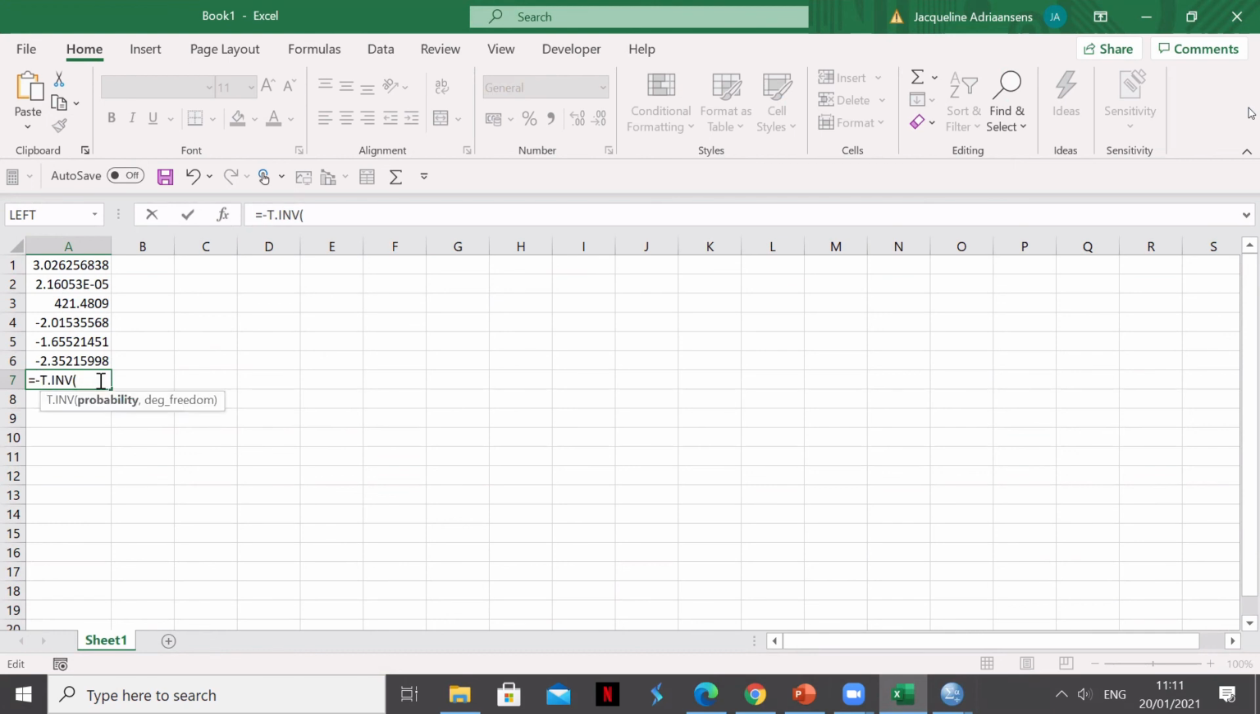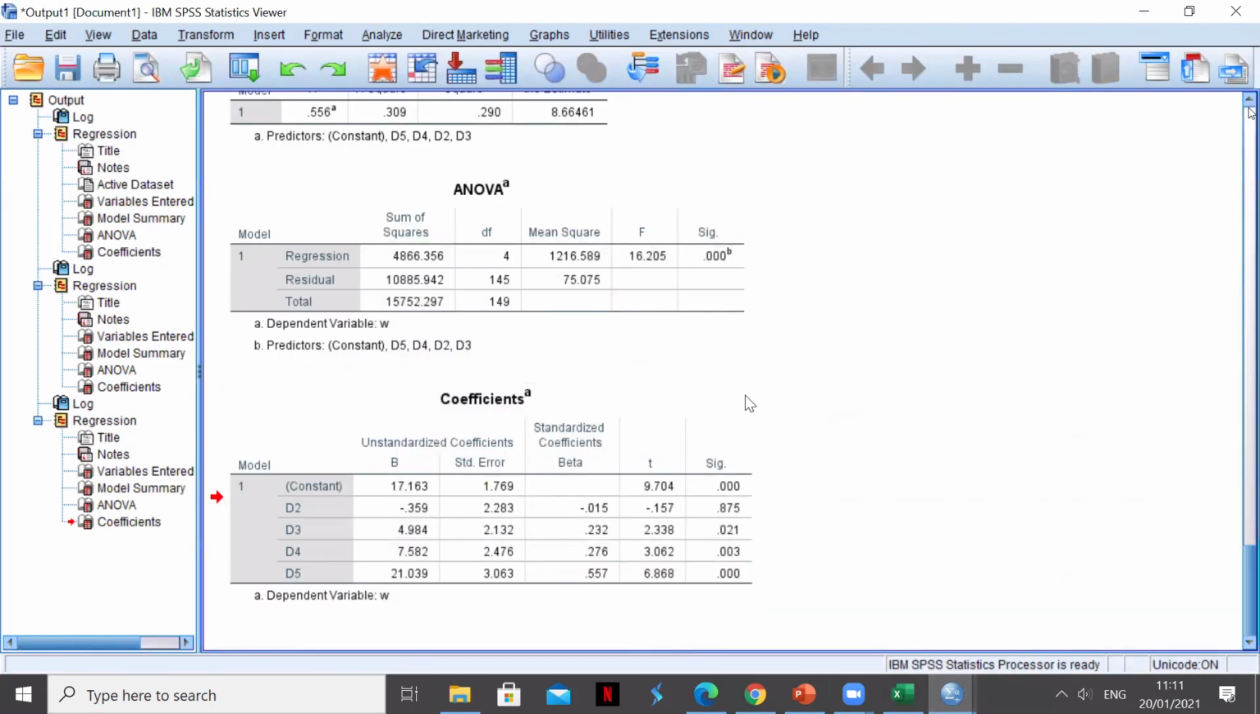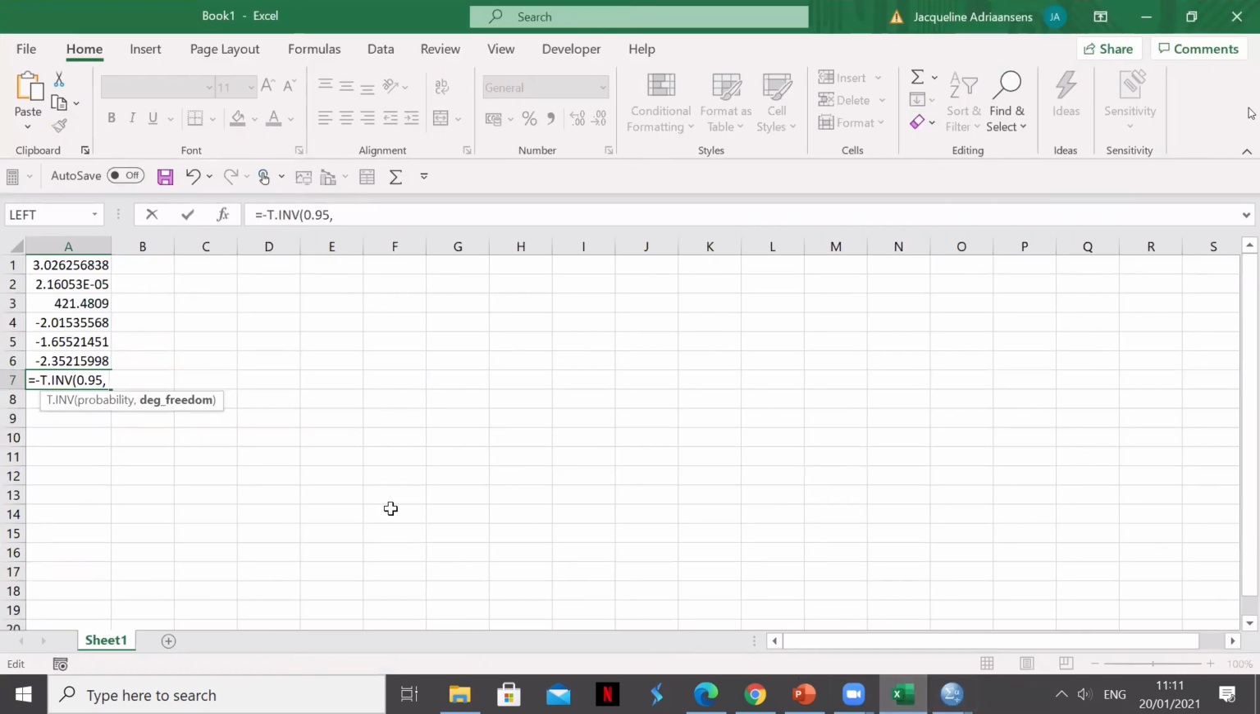And here I have to take everything that's to the left. So to the right, we have 0.05, so to the left, we must have 0.95. And what's our degrees of freedom? You just look that up in your model, and it's 145. So this is our critical value.